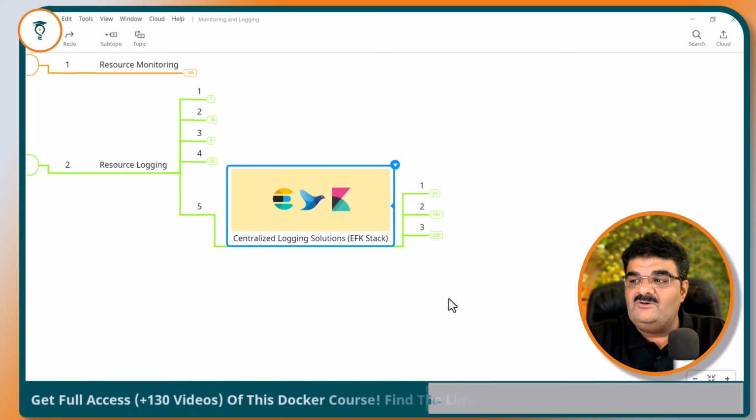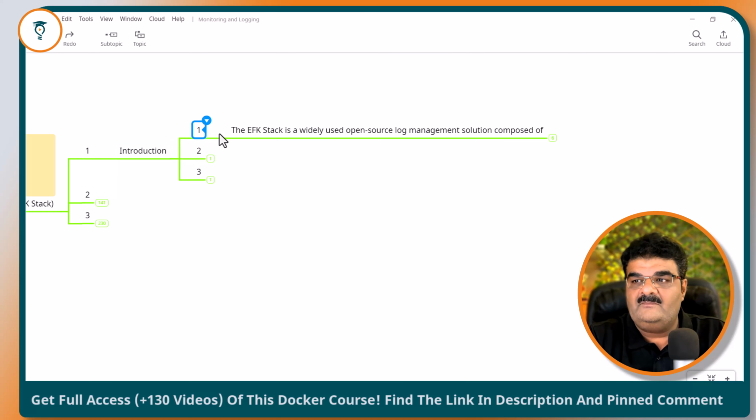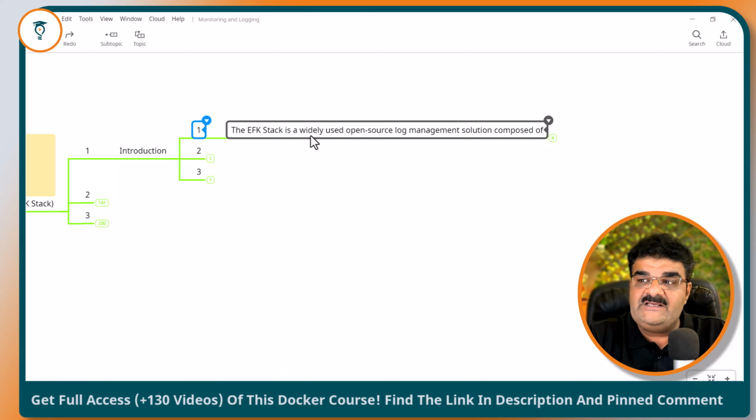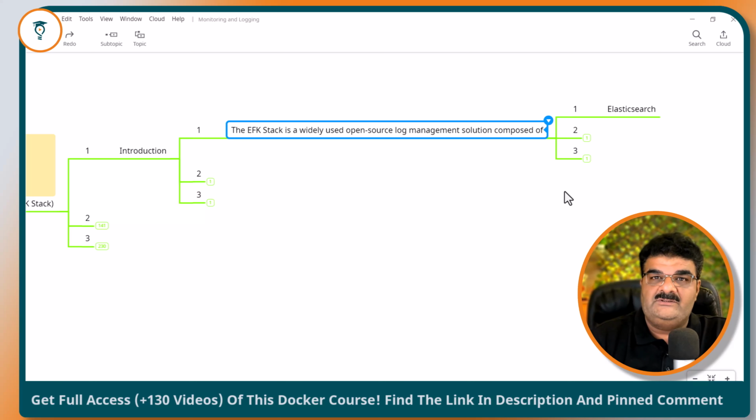First of all, as always, we are going to start with the introduction. The EFK Stack is a widely used open source log management solution composed of 3 tools. Look at the word that I'm using. It is widely used, right? So, it is not just for a Docker environment. It is also very useful for Kubernetes environment, right?